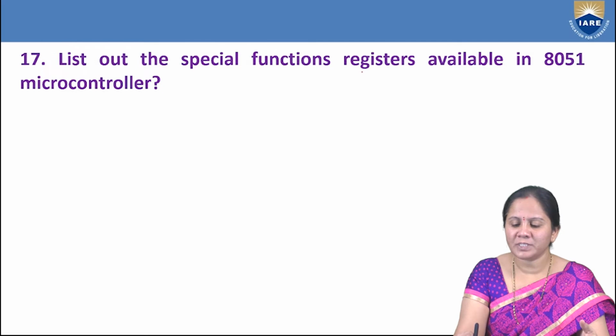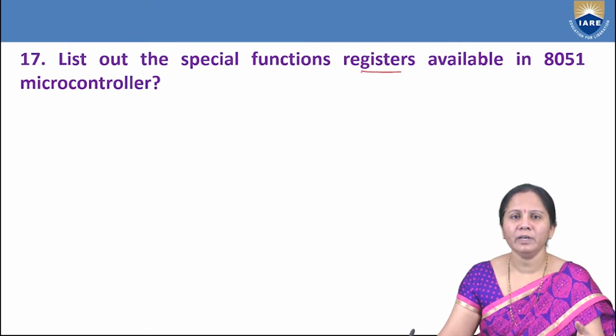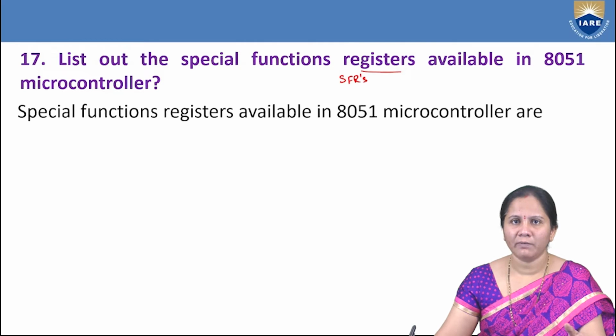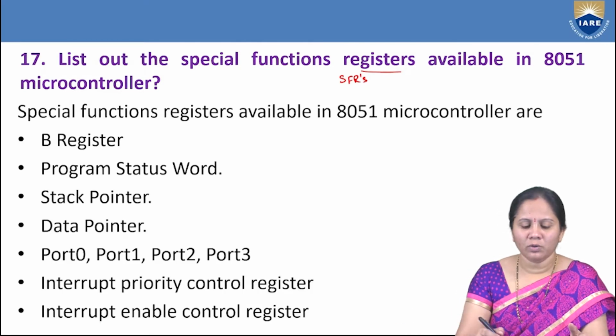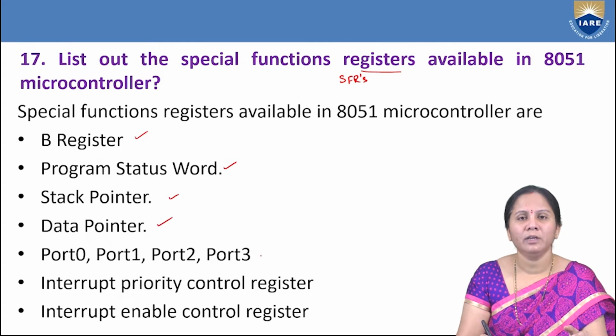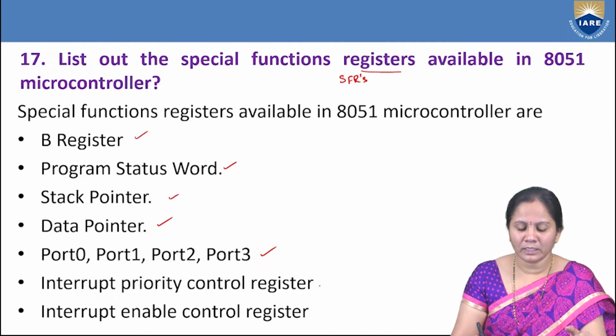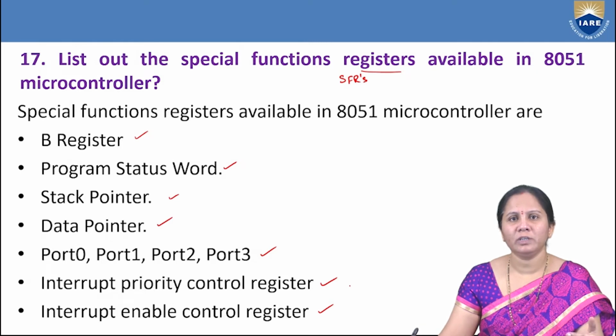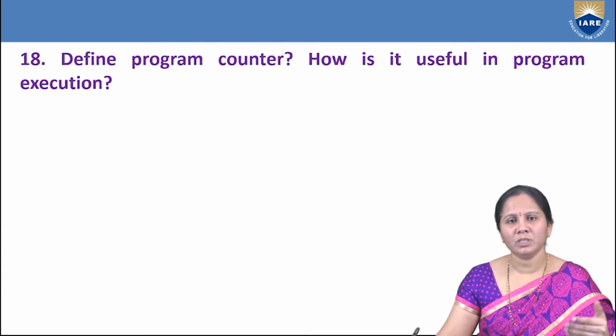List out the special function registers available in 8051 microcontroller. Here special function registers means SFRs. There are a number of SFRs available. Different special function registers are B register, program status word, stack pointer, data pointer, 4 ports, that is port 0, port 1, port 2 and port 3, and instruction priority control register, instruction enable control register. All these are different registers that come under special function registers, and some more registers are also there.